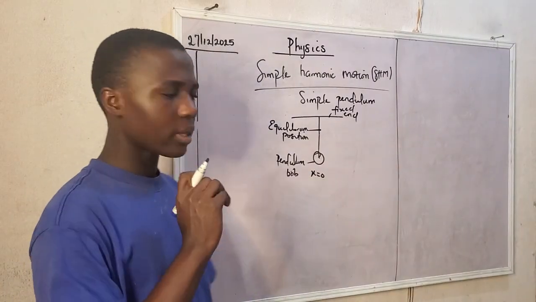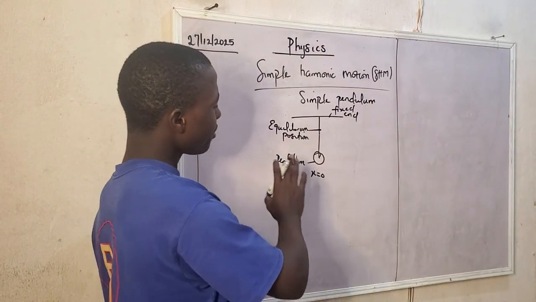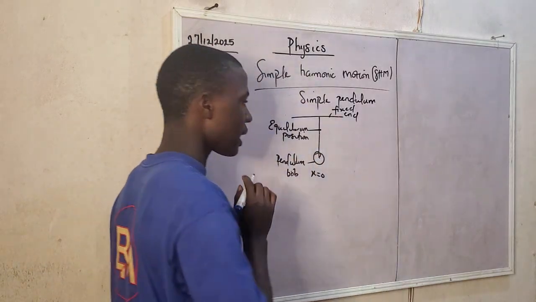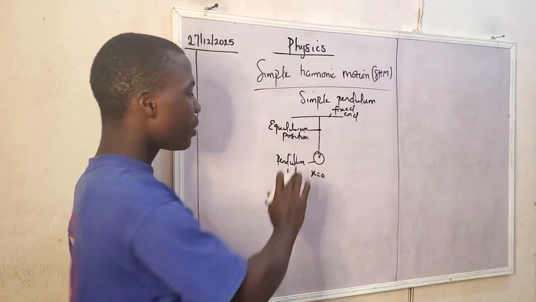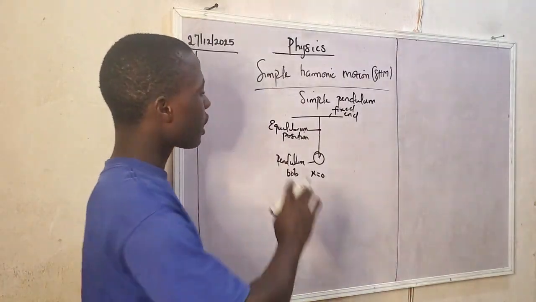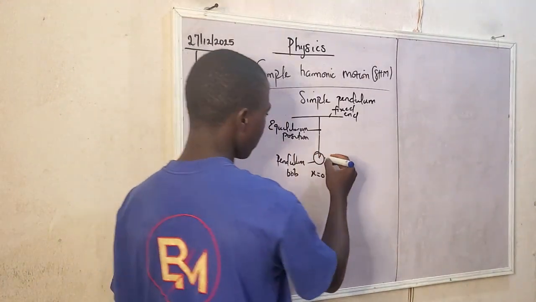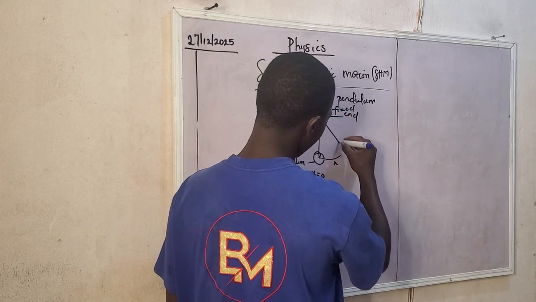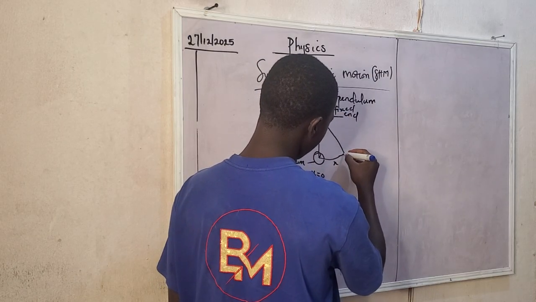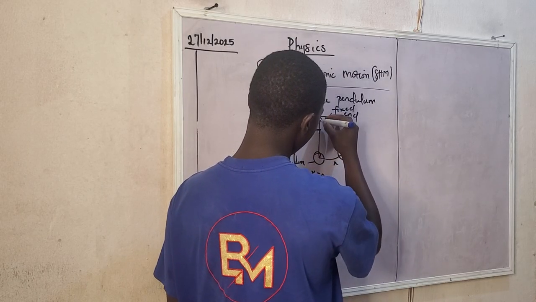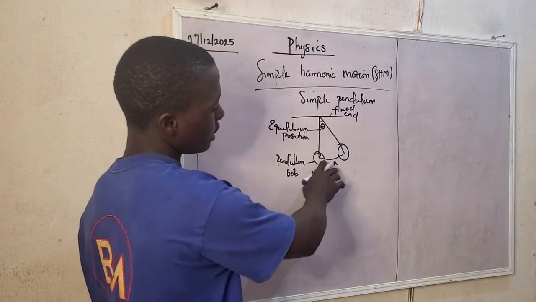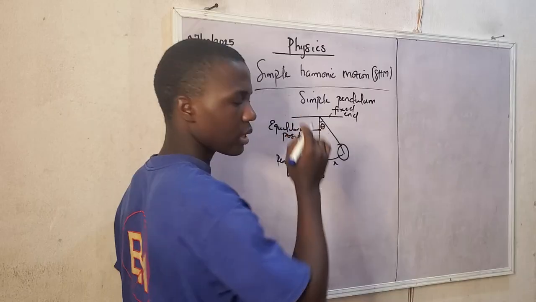So let's take for instance that this object is then displaced through a distance of x at an angle of theta. This pendulum bulb is displaced through a distance of x and at an angle of theta.